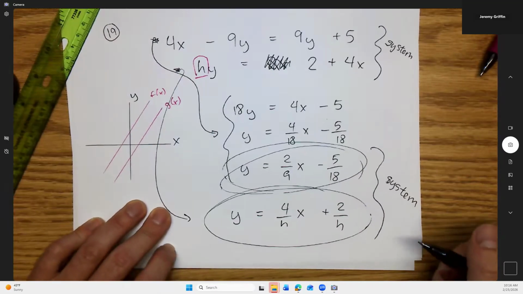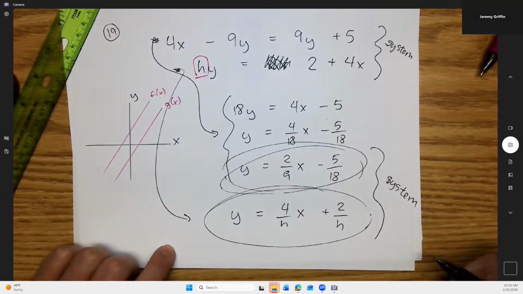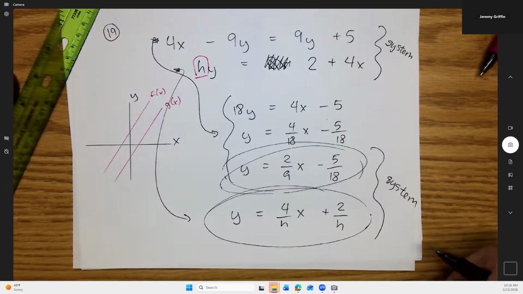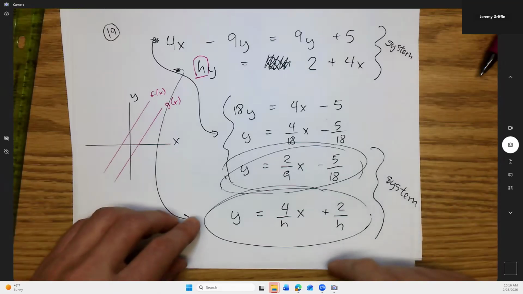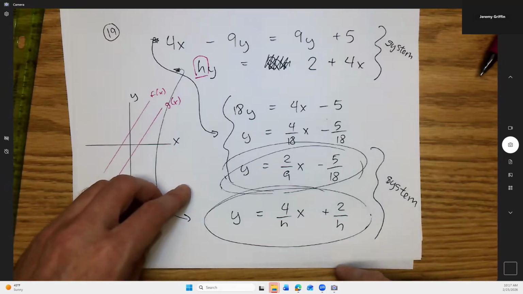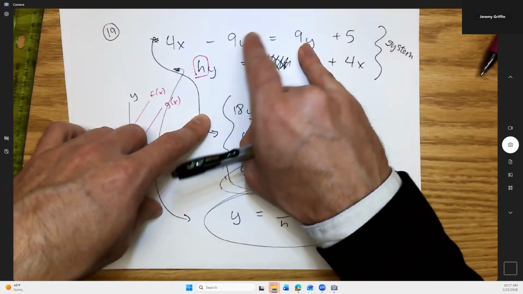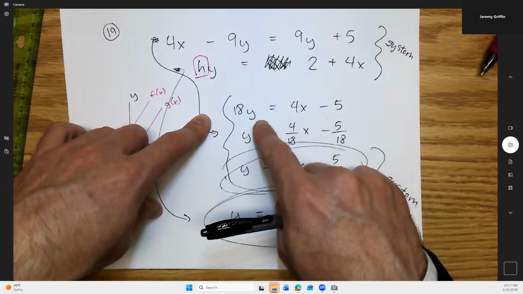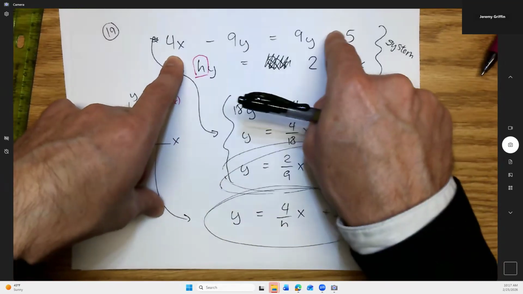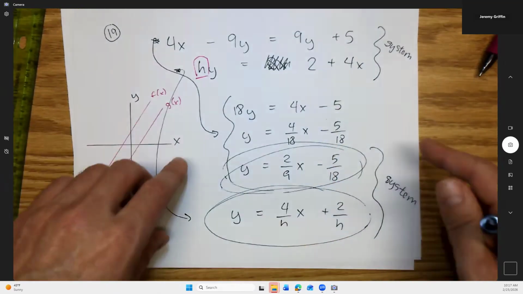Okay, is that okay? Wait, I have a question. So is h equal to 18? Oh, not quite. We're not quite there yet. How'd you get 18y? Actually, you know what? I think that is the answer. What you said is the answer. I just haven't got there yet. How'd you get 18y is equal to 4x? Okay, because I added over 9y. Guys, what's 9y plus 9y? Oh, yeah. 18y. Okay. And then I kept this 4x here, and I took this 5 and subtracted it over. Like that. All right.